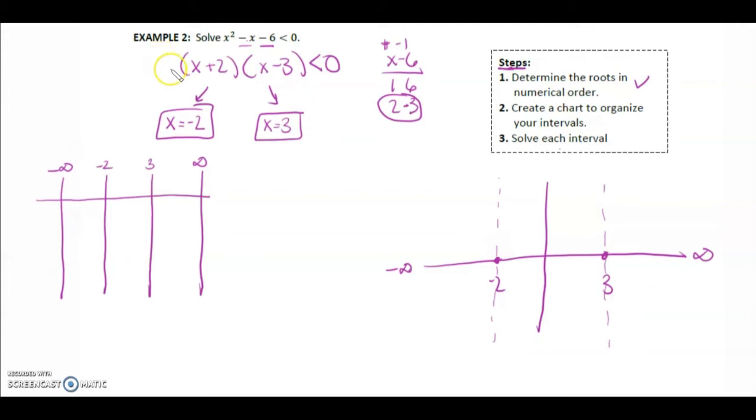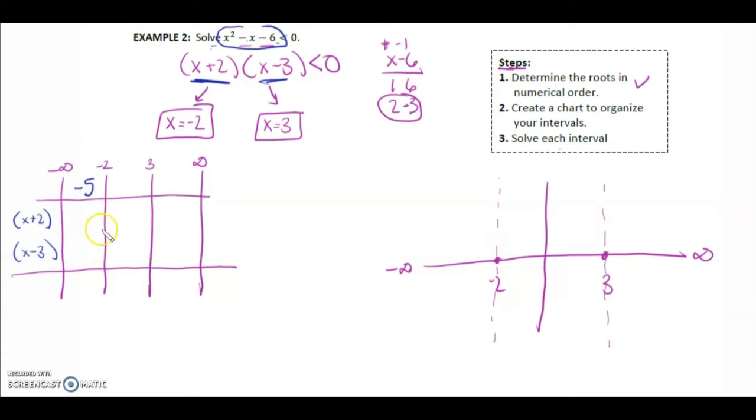Instead of actually taking these numbers and plugging them into this long expanded equation, what we're going to do is take each of these factors and list them down the side. So we have x plus 2 and x minus 3. Now we're going to choose a number between -infinity and -2. I'm not going to go too big, but let's go -5.